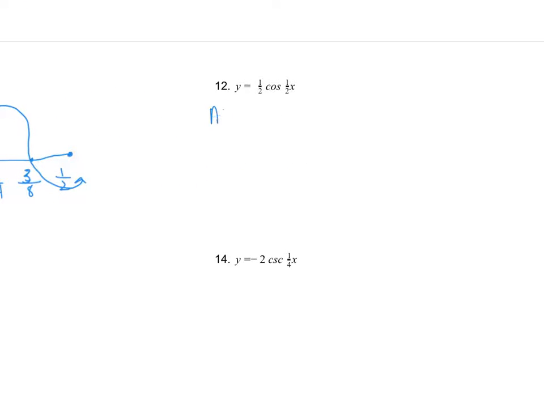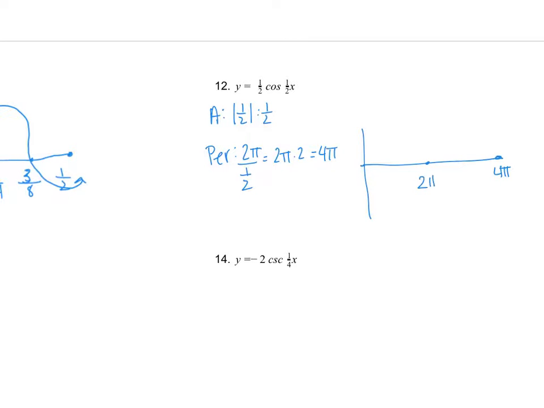For number 12, my amplitude is 1/2. Positive, so the first hump's going to be up. My period is 2 pi over 1/2, so we keep change, flip it, and we get 4 pi. So 4 pi is my ending point. Half of 4 pi is 2 pi, then 1 pi, and 3 pi. Positive 1/2, negative 1/2. We start here, we go through, come down, go through, and come down.